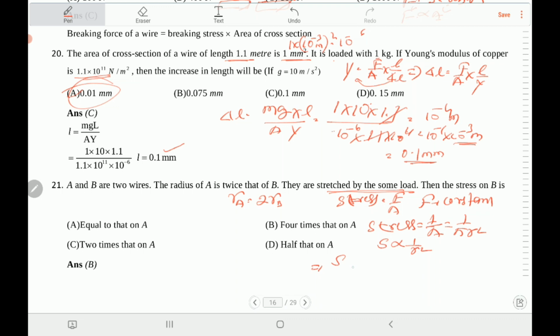So stress is proportional to 1 by r squared. He wants you to find stress of B, in fact. Stress B divided by stress A equals, since stress is inversely proportional to radius squared, R of A in the numerator and R of B in the denominator, whole raised to the power 2. He says RA is 2 times that of RB, whole square. So it becomes 4. It becomes 4 times. That's the answer.